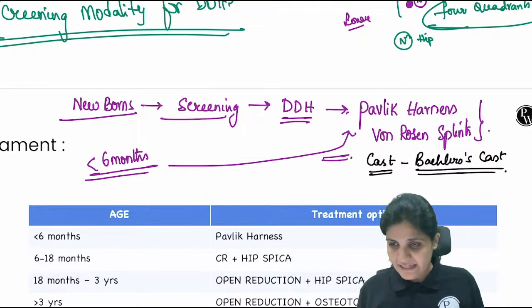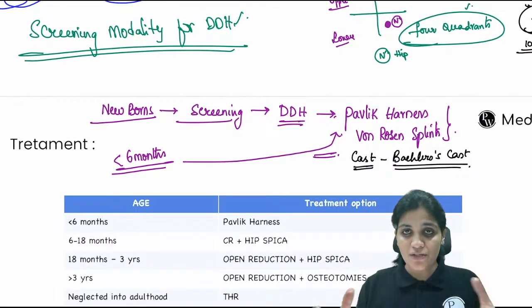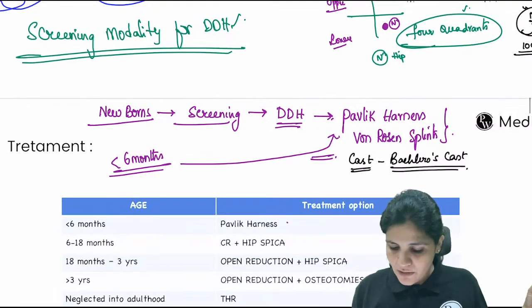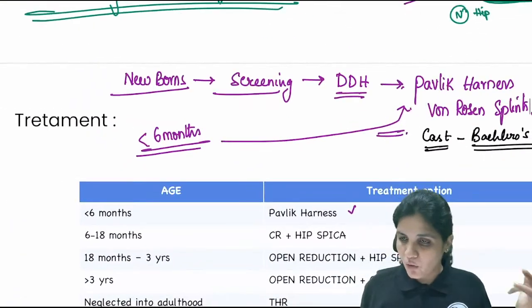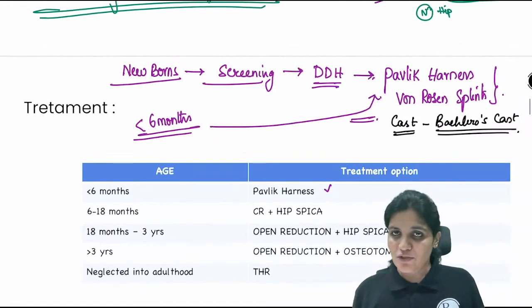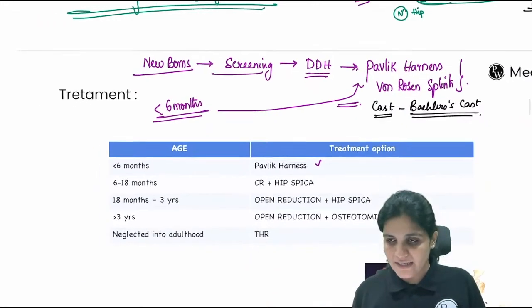Then if it comes to you in less than 6 months, still you can go for Pavlik harness. So any baby coming to you and now you have diagnosed it as DDH, the treatment of choice would be Pavlik harness or von Rosen splint, or your cast, which you can put the limbs into abduction and which will prevent adduction. So that is it, right?